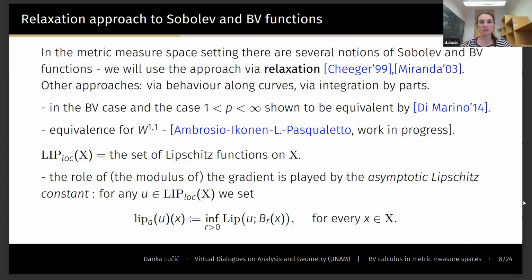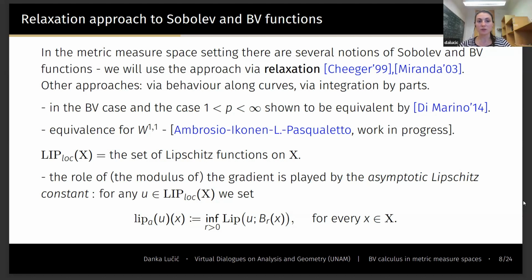In the metric measure space setting, there are several notions of Sobolev and BV functions, and the one that will be useful today for us is the one via relaxation, as in the definition that we already saw: looking at the Dirichlet energy functional and taking the lower semi-continuous envelope of this. In the Sobolev case, such a definition is due to Cheeger, while in the BV case it is due to Miranda. There are other approaches that you might know. Some of them look at the behavior along curves, or the distributional approach via the integration by parts formula.